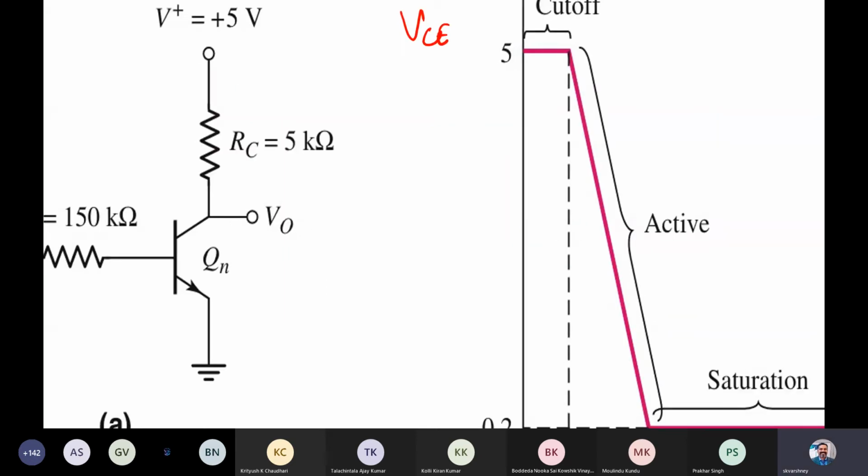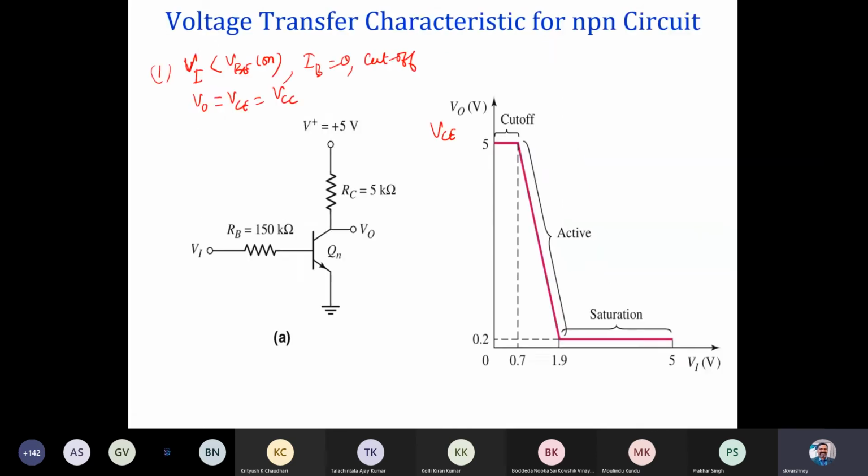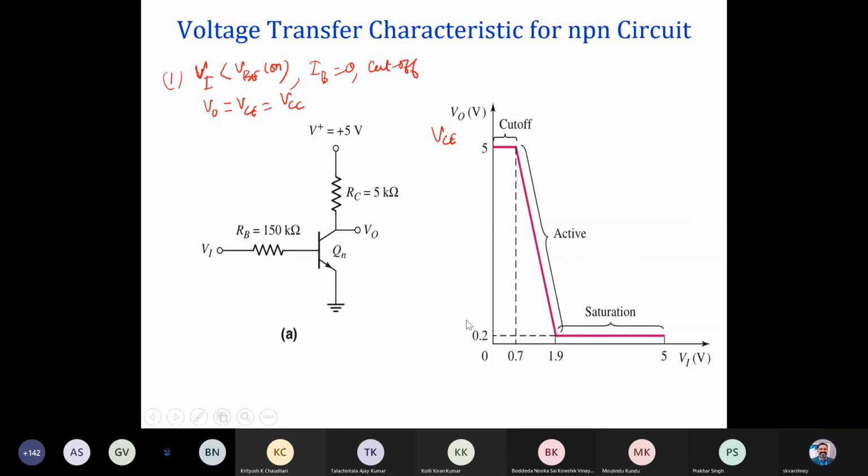So this is in the cutoff region. The output is restricted to this one.